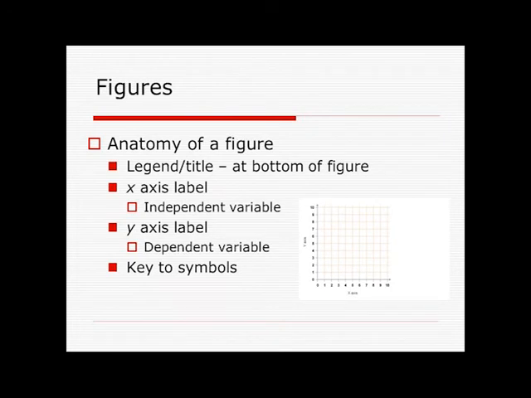The anatomy of a figure, again, the legend goes at the bottom. We want to make sure that we clearly label the x-axis, so the axis along the bottom, our independent variable, and clearly label the y-axis, our dependent variable.